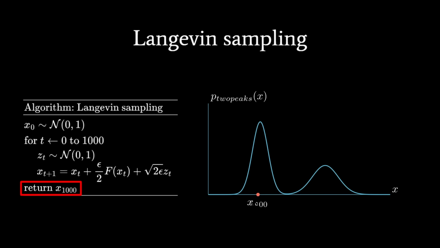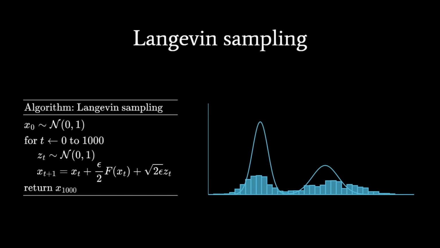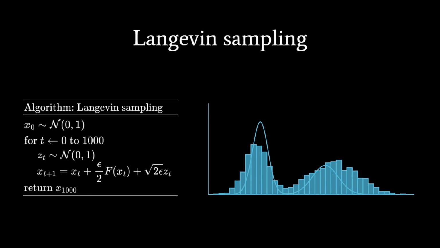One quick way to verify this is to draw many samples using this process, each time performing 1000 iterations of Langevin updates, and see that the histogram of samples that I get roughly matches the shape of the PDF. Now, you might notice that it slightly oversamples on this smaller peak at the right, and that happens because of the approximate nature of Langevin sampling.